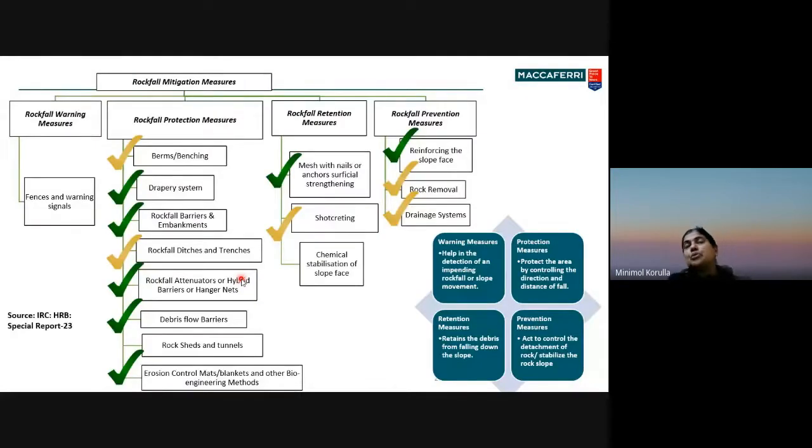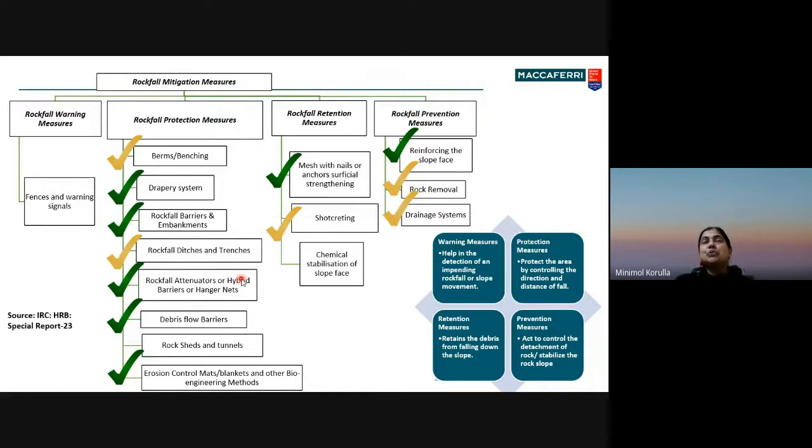Now let us move to another type of slope instabilities, which we have seen in the introductory part, that is rockfall mitigation measures. Rock detachment also can cause slope instability, and sometimes it can cause a very detrimental disaster. We'll see a case study where on the Mumbai Pune Expressway in 2015, in July August, two times heavy rockfall happened and four to five people died.